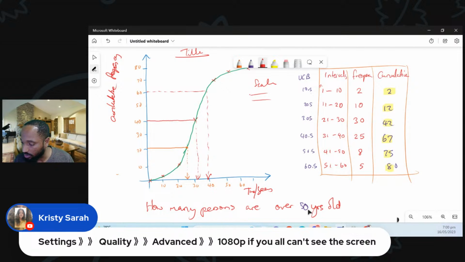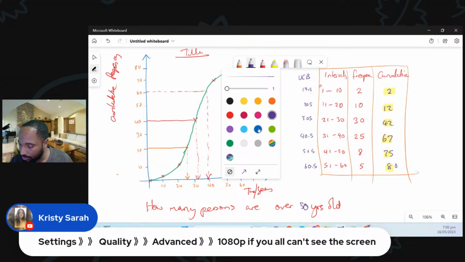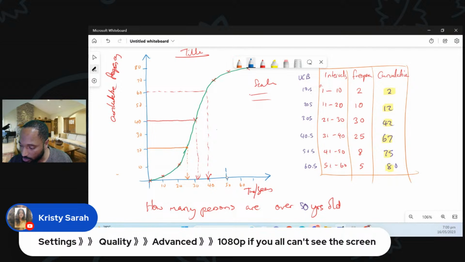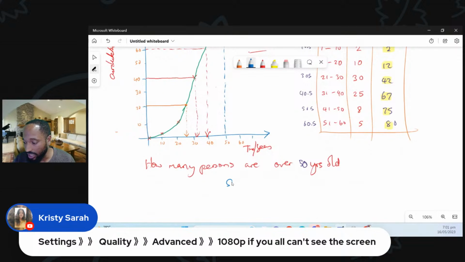Okay, so how many persons are over 50 years old? What you're supposed to do in that situation is come from 50, go up, touch the curve, and come across. So you see how I do it in reverse this time, because they asked how many people are over 50. And the answer is not 75. 75 people are under 50 years old. So if it's out of 80, that is 80 minus 75, which is equal to 5 persons.